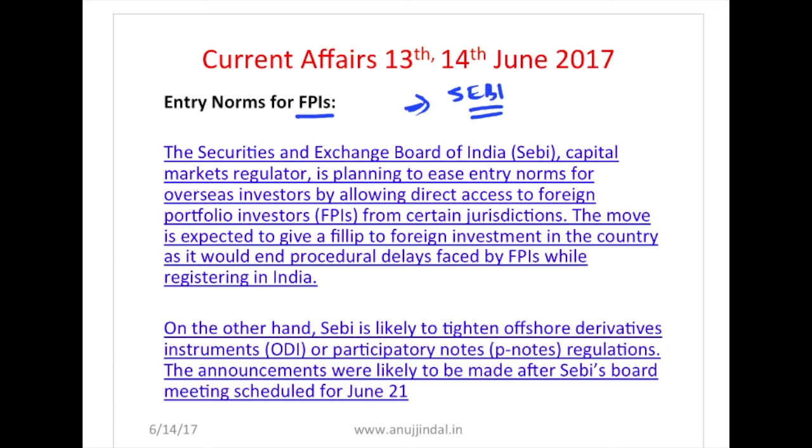The SEBI capital markets regulator is planning to ease entry norms for overseas investors. FPIs are foreign portfolio investors, or overseas investors. What are they going to do now? They are going to allow direct access to foreign portfolio investors from certain jurisdictions, from certain countries or economies. The move is expected to give a fillip to foreign investment in the country.